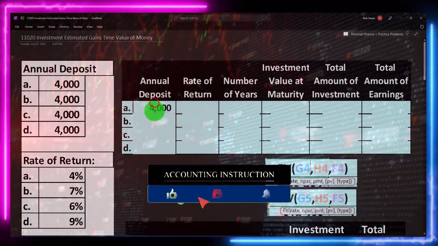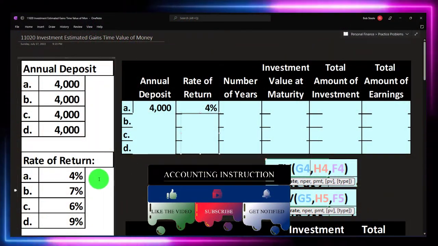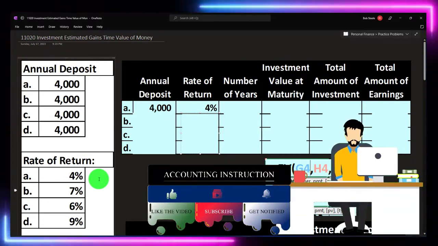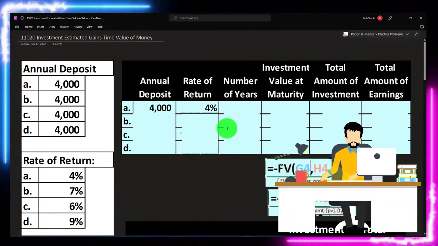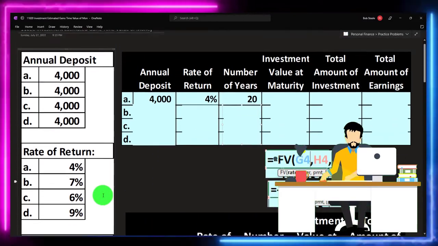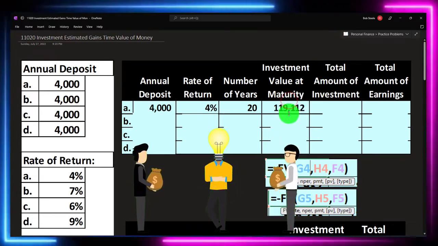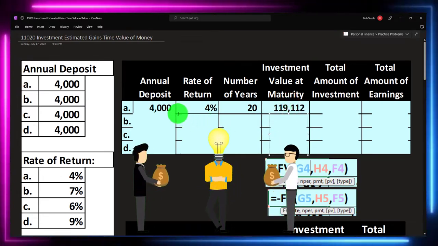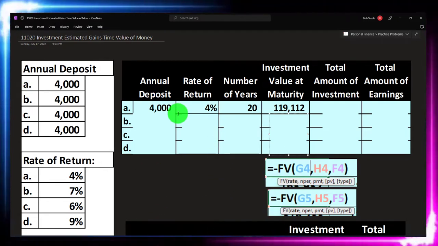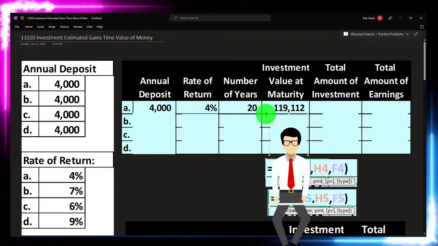First, annual deposit. I'm going to put the 4,000 for A. The rate of return, we're going to say, is 4%. If not stated otherwise, when we see a percent, we usually think rate of return per year, which is our assumption here. The number of years is going to be 20 years. And then we're going to say the investment at maturity. How much would we have at maturity? How much would that 4,000 grow to if we were to put in annual deposits, not just one $4,000, but 4,000 down each year for 20 years? How much would we have at maturity?